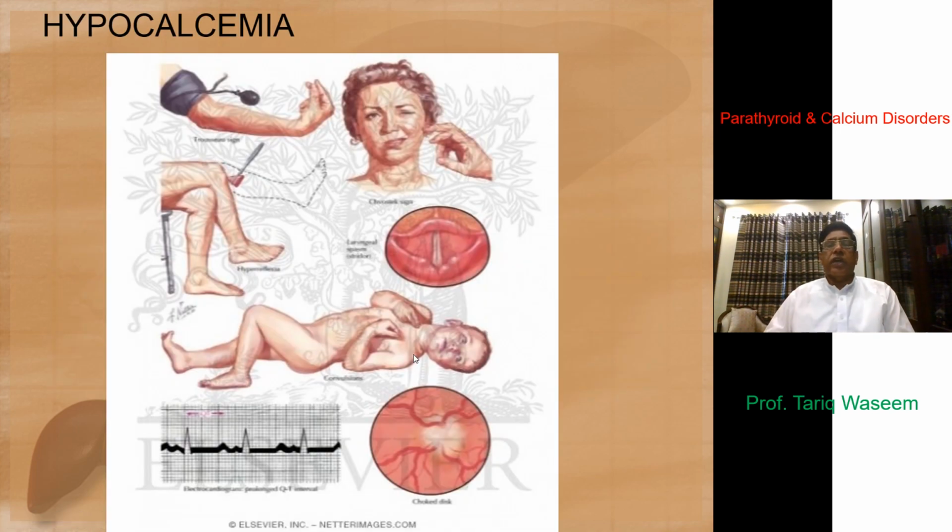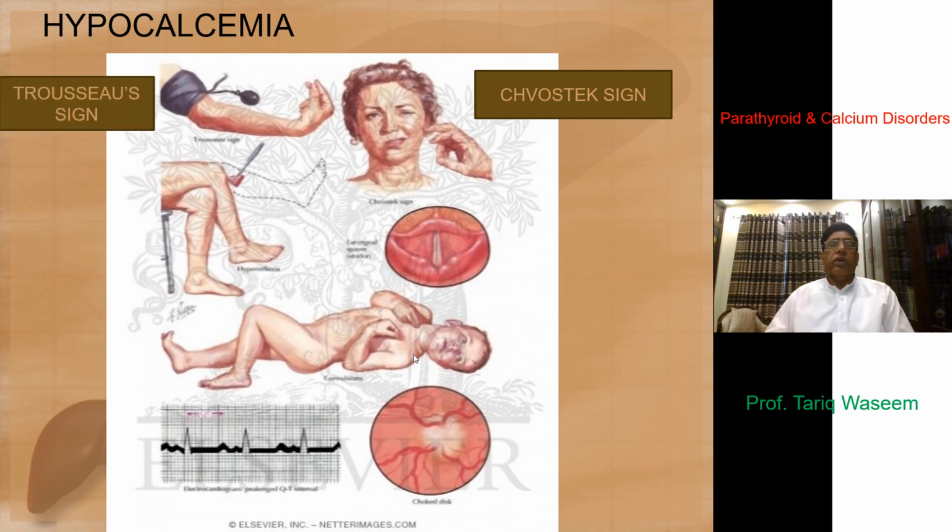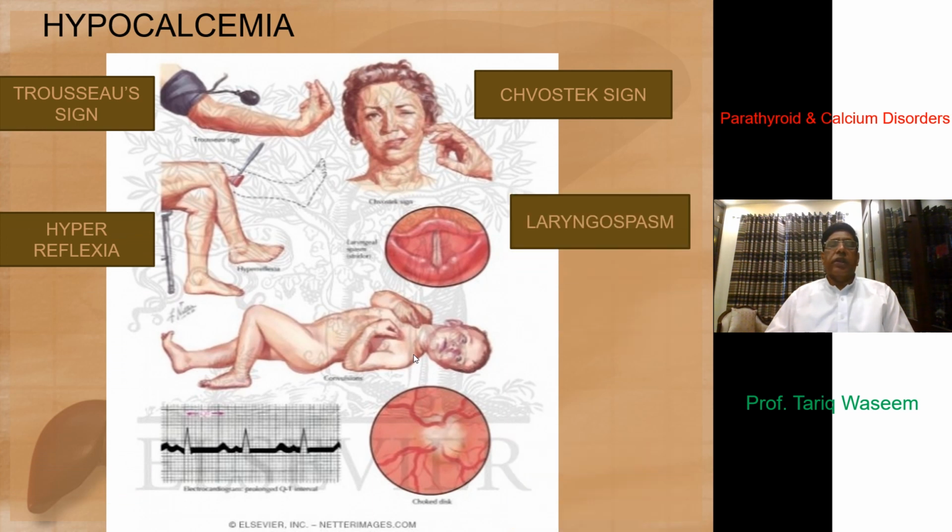The various other signs which you can demonstrate, two of them we already demonstrated in the beginning. The one is Chvostek sign, striking in front of the tragus, leading on to ipsilateral twitching of the face. You can notice Trousseau sign, where you elevate the systolic blood pressure around 20 millimeters above the systolic for about 3 minutes, and you notice carpopedal spasm. Their reflexes are brisk. They may have laryngospasm leading on to stridor.